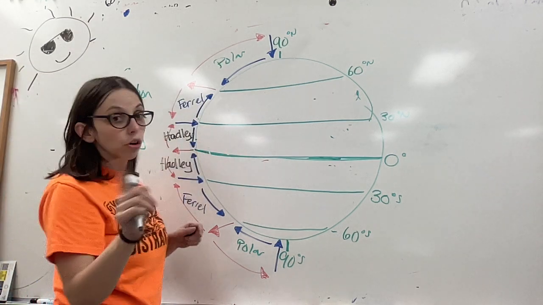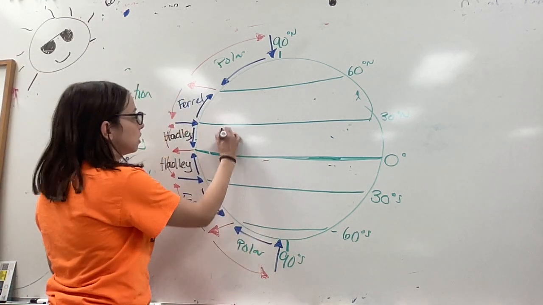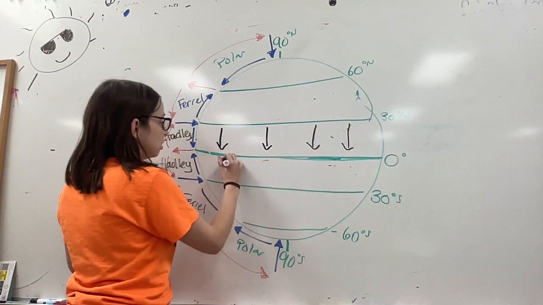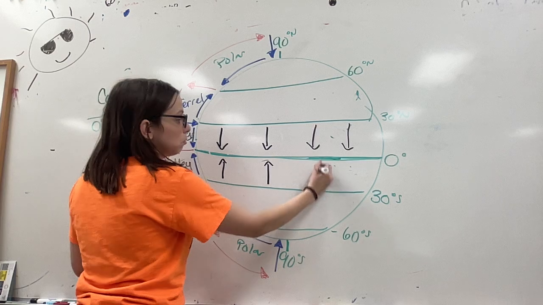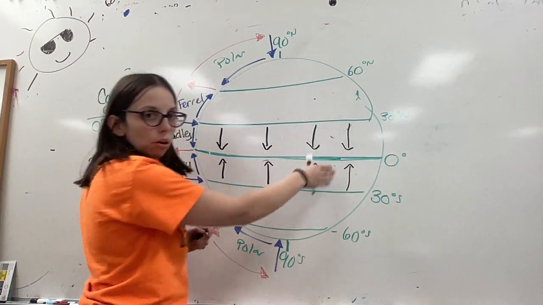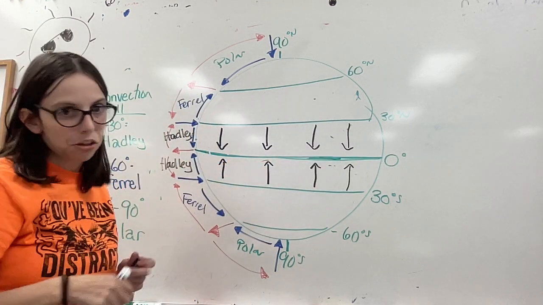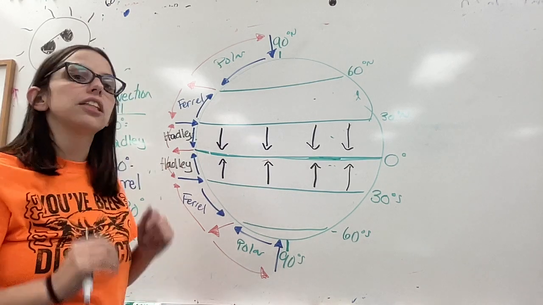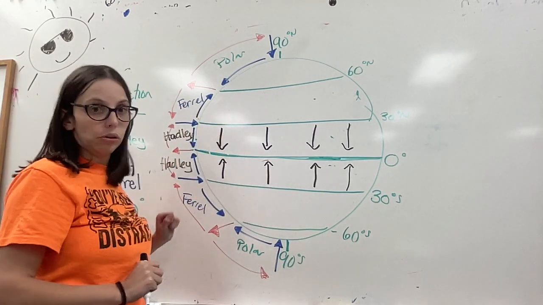So if the Earth were not rotating, these winds would just go from the north to the south or south to north, depending on which hemisphere you were in. But we know the Earth is rotating, so we need to take that into account.